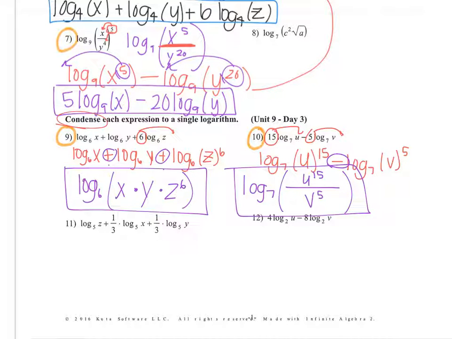If you need more practice, you can either go down to number 11 or 12, depending on which one you think you need more practice with. Don't be scared if you try number 11. The 1/3 is treated just the same way as any other big number. Alright, flip it over so we can get more practice with solving equations now.